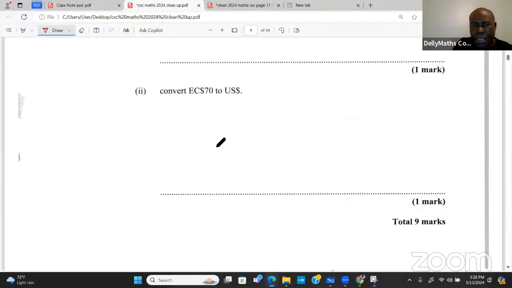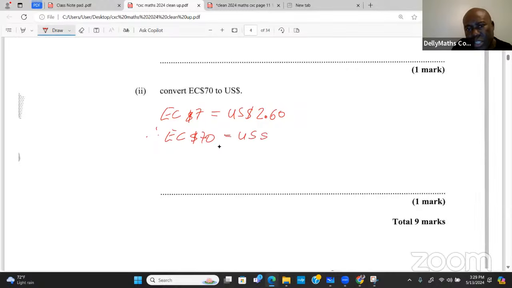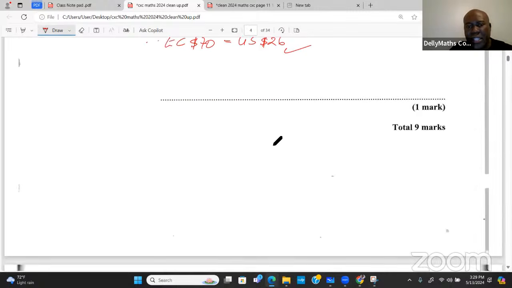So basically, using the graph, EC $7 was equal to US $2.60. Therefore, EC $70, because if I multiply the 7 by 10, I get 70. Then if I multiply the $2.60 by 10, it's going to give me US $26. So that is how we could easily represent that idea. So 70 would link to $26.